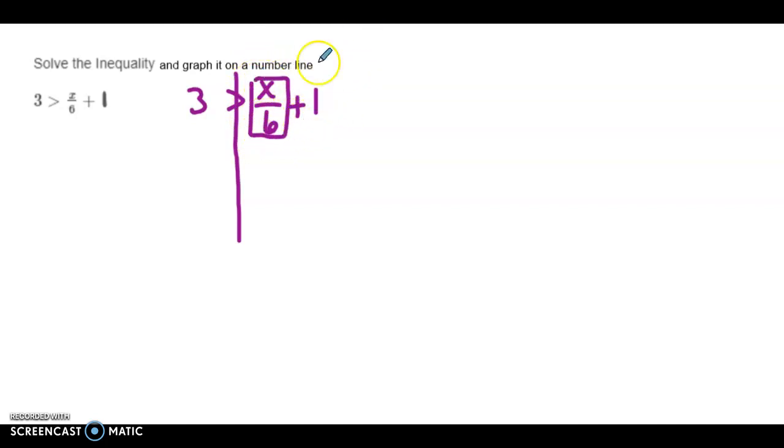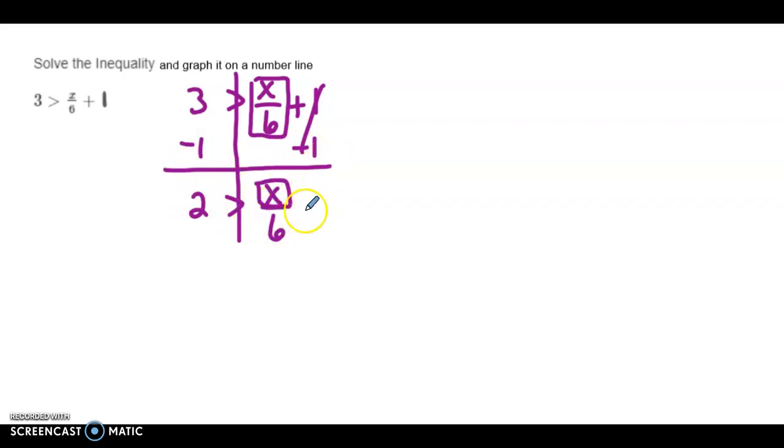So I'm going to get rid of the plus 1 first by subtracting 1 from each side. 3 minus 1 is 2. Now I'm still trying to get that x by itself. Right now I'm dividing by 6. The opposite would be to multiply by 6.